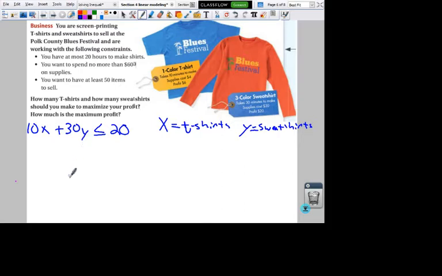So it has to be less than, oh, but I should be careful. That's got to be less than 20 hours, right? It was 10 and 30 what? Minutes. Which means I should probably make that 20 hours into minutes. So how many minutes are in an hour? 60. Okay, so what's 60 times 20?